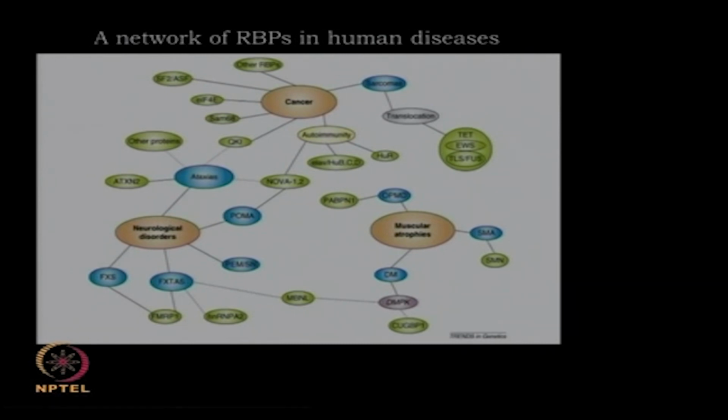And because of the sequestration of the CUG repeat binding protein onto the trinucleotide repeat expansion in the 3' untranslated regions, this particular disease phenotype is observed. Another example of misregulation of an RNA binding protein happens in OPMD, which is another kind of muscular atrophy.